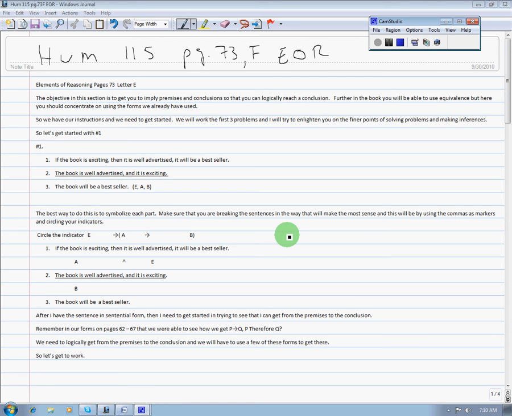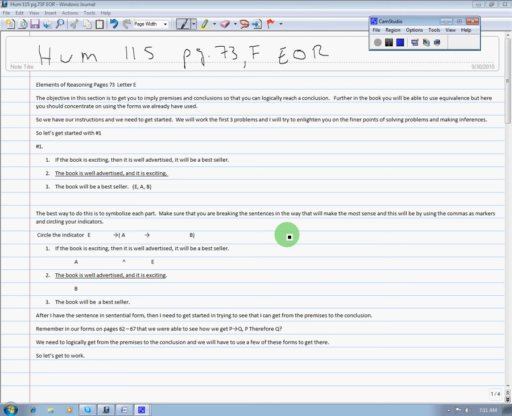Okay, we're on Elements of Reasoning, page 73, letter E. The objective in this section is to get you to imply premises and conclusions so that you can logically reach a conclusion. Further in the book, you will be able to use equivalences later, but here you should concentrate on using the forms we've already used. So we have our instructions and we need to get started.